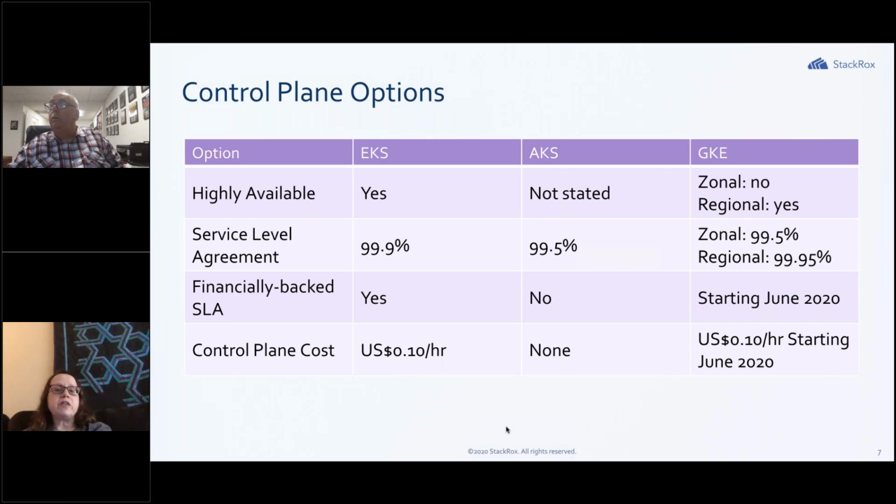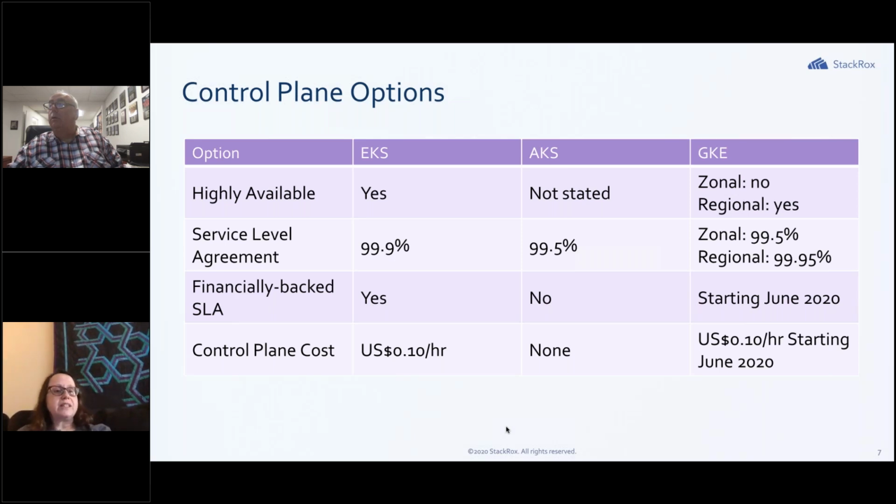GKE has 2 types of clusters. There's zonal, which means it's in one availability zone. That's not highly available. But if you have a regional cluster, it does mean that they deploy the control plane to multiple zones, so if one availability zone fails for whatever reason, your control plane should still be available. The SLAs also vary, especially in GKE, for whether it's zonal or regional, which is expected, but they're all very close.